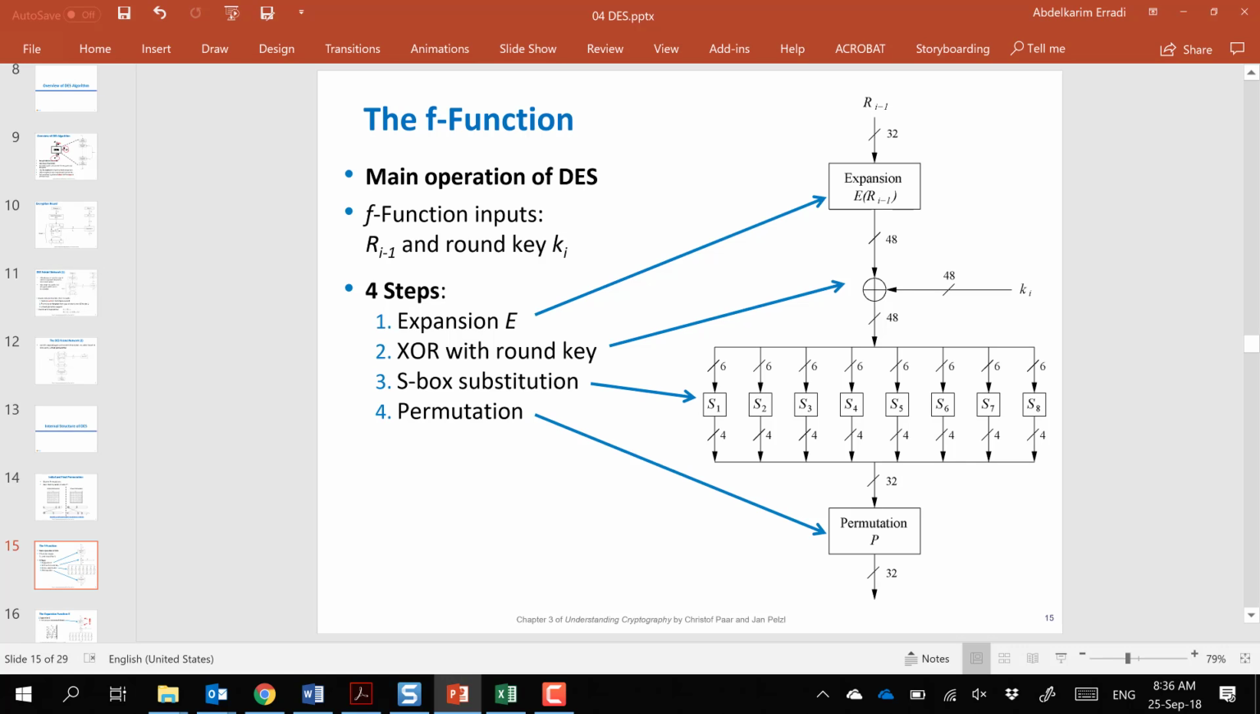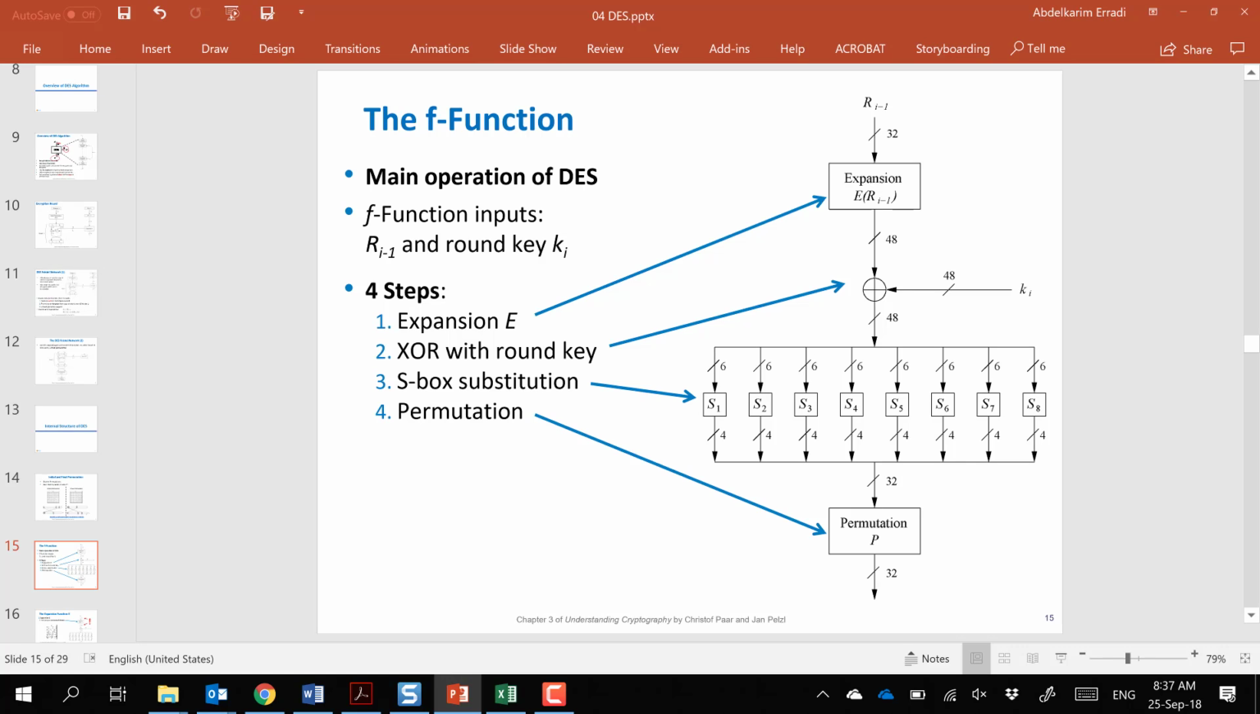Then we go ahead and do substitution. So we have 48 bits, yes? Now if we divide 48 bits by 6, 48 divided by 6 is 8. 8 times 6 is 48, yes? Okay, so what we do is take six bits at a time and substitute them with 4 bits.